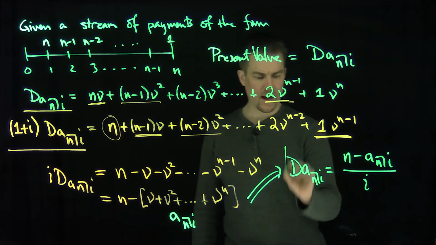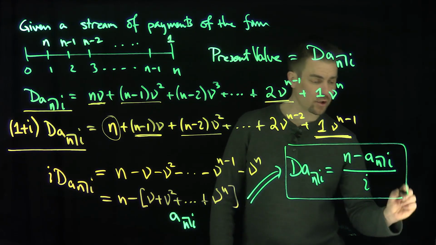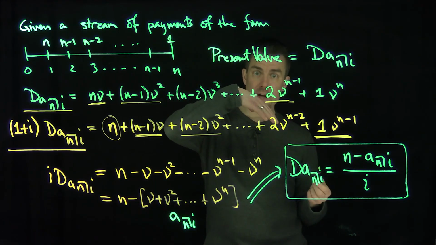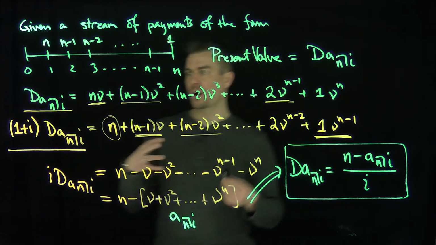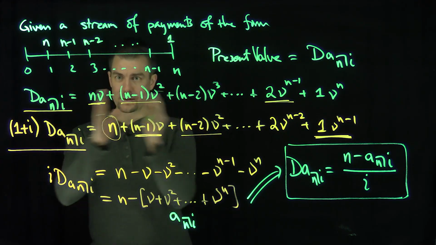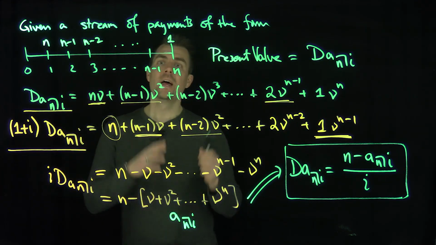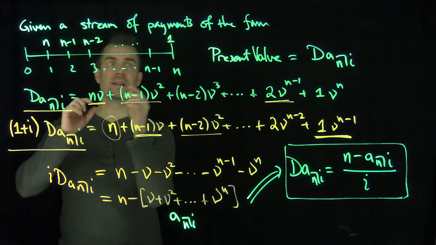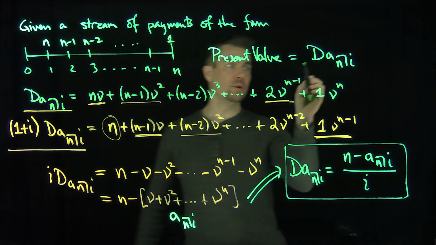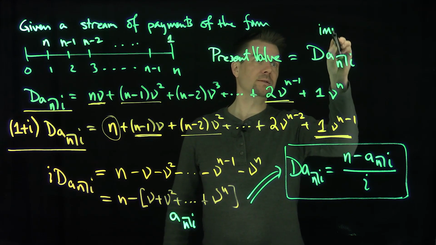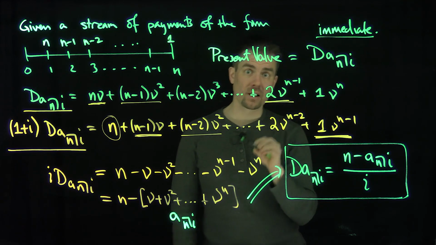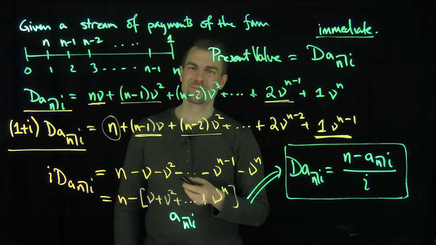divided by i. We can do the same exact procedure, and you can guess what the formula would be for a decreasing annuity due. The same argument will work. Everything's going to be shifted over by one. So that's a good exercise for you all to do: these of course are immediates, so run the same argument and see if you can generate the same results using annuity dues. Thank you very much.